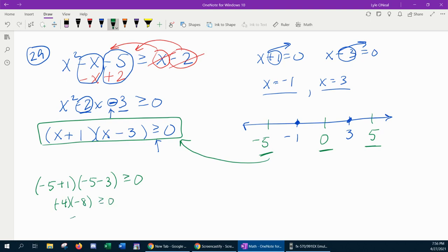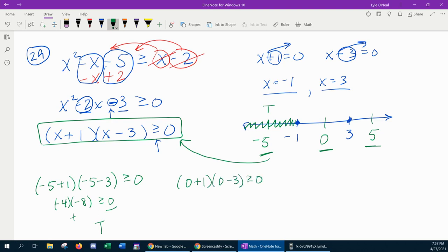And a negative times a negative makes a positive. Now, I don't really care what it is since it's going to be greater than or equal to 0. I just need to know if it's positive or negative. Positive numbers are greater than or equal to 0, so that gives me a true statement. And you do shade the true parts. So that means this entire region is going to be shaded because that test point determined that that was true. Next, let's test 0. Again, replacing each x with 0.